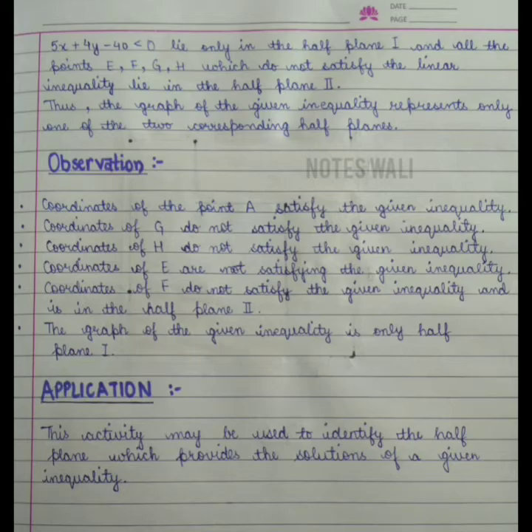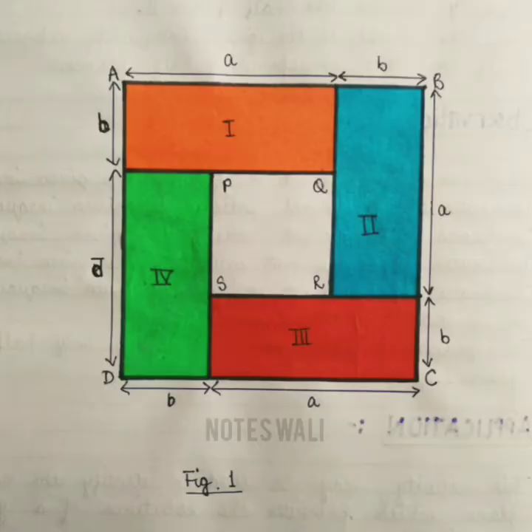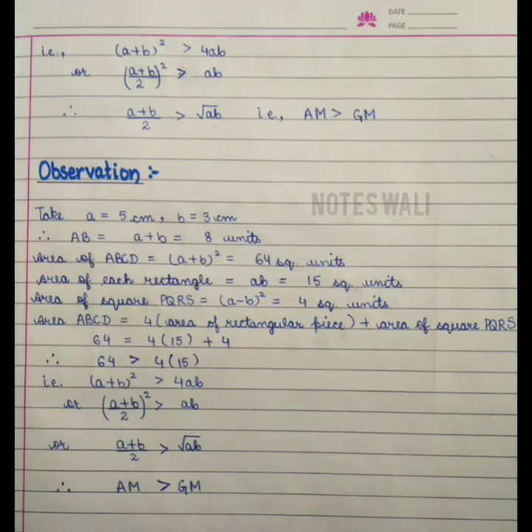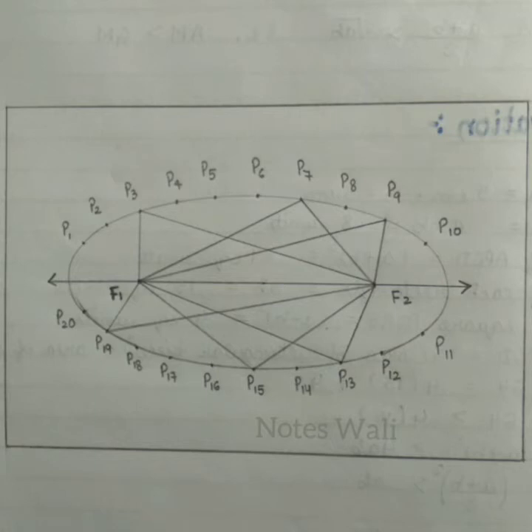As we all know, the arithmetic mean of two numbers is always greater than the geometric mean of those two numbers. So in this activity, we will be seeing by a pictorial method that the geometric mean is always smaller than the arithmetic mean. The next activity is regarding the construction of an ellipse, which belongs to the chapter conic sections.